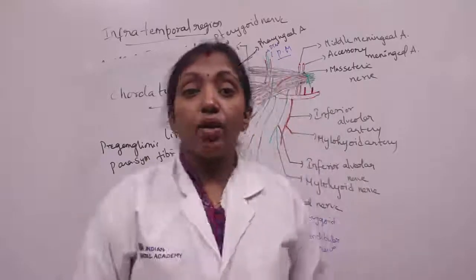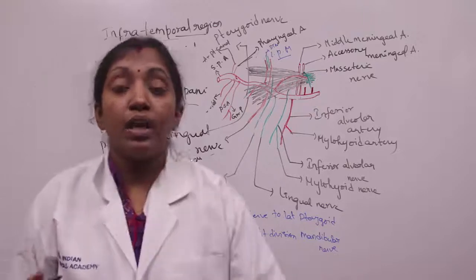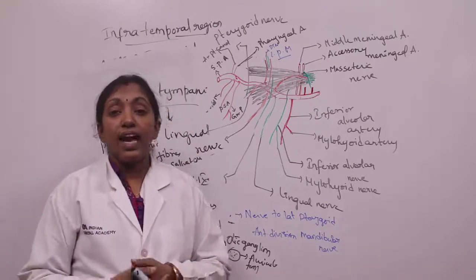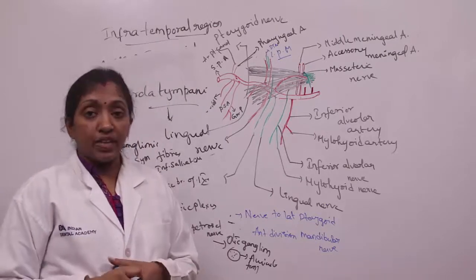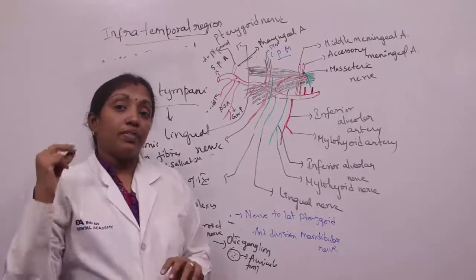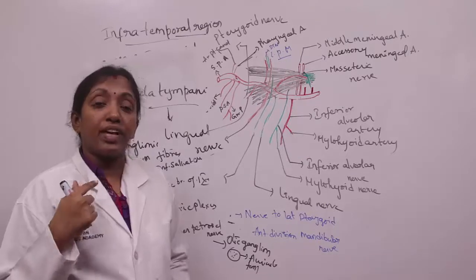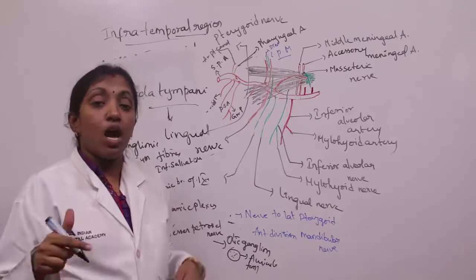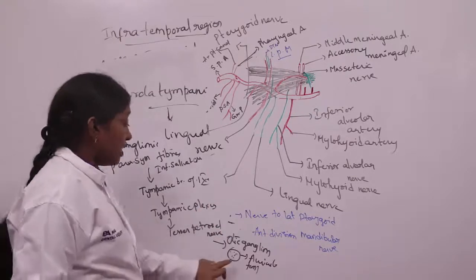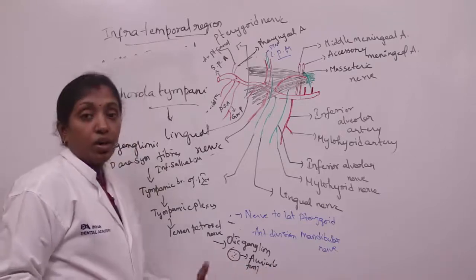And coming to the postganglionic sympathetic fibers, we know that the preganglionic sympathetic fibers relay in three ganglions: the superior cervical ganglion, middle cervical ganglion, and inferior cervical ganglion. These are the sympathetic ganglions. The postganglionic sympathetic fibers come out from the superior, middle and inferior cervical ganglia by forming plexuses around the middle meningeal artery, and they pass through the otic ganglion and are carried by the auriculotemporal nerve.